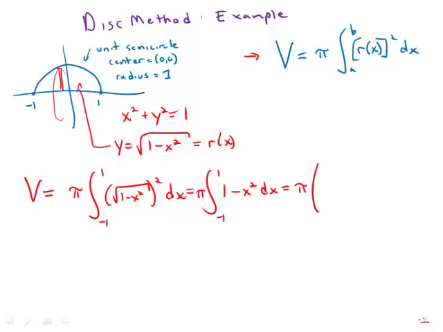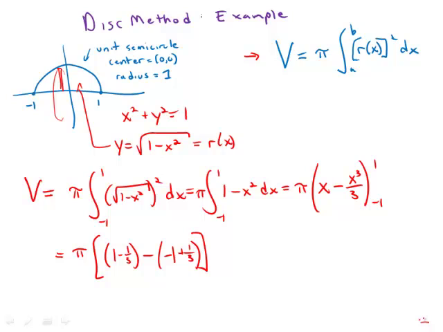And of course the antiderivative of 1 is x. The antiderivative of x squared is x cubed over 3, evaluated at 1 and -1. And so we get pi times, plugging in at 1, we get 1 minus 1/3, minus, plugging in at -1, we get -1 plus 1/3. And so what this is, after a little bit of simplifying, we see that this is 2/3 plus 2/3. And so what we get is 4/3 pi.